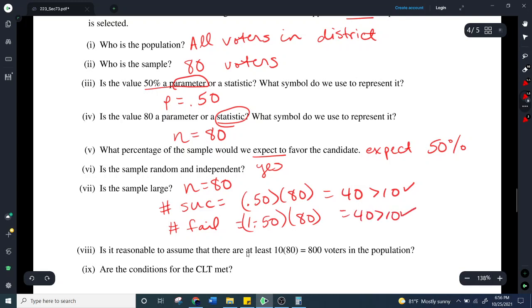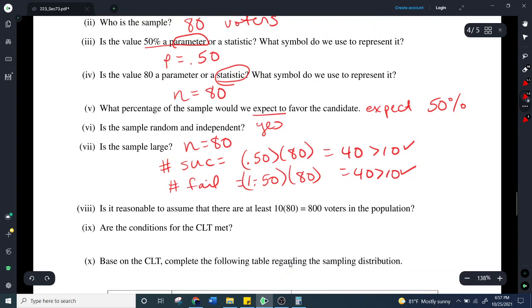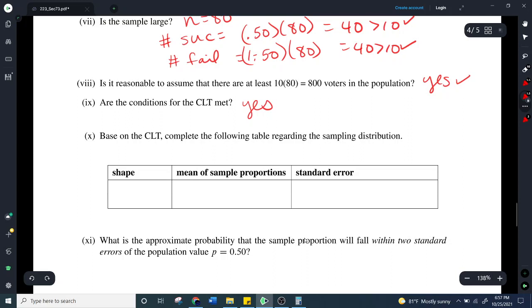Is it reasonable to assume that there are at least 10 times 80, 800 voters in the population? Yes, so our population, I think it's safe to say there would be at least 800 voters voting for a Senate race. So therefore, are the conditions for the central limit theorem met? Yes. So based on the central limit theorem, let's talk about the shape. We know that the sampling distribution is going to follow a normal distribution, and we know that the mean for the sampling distribution is going to be the same as what we expect to be true for the population, which was that 50%.